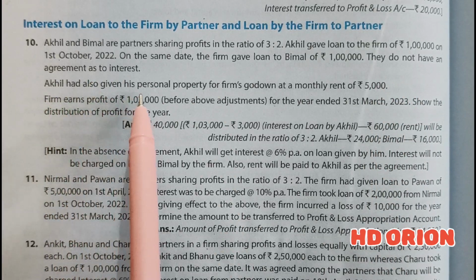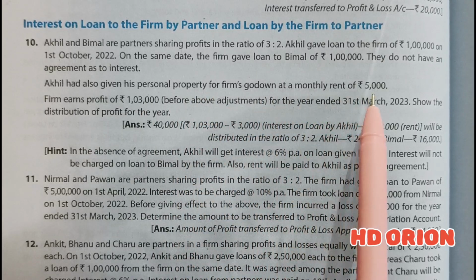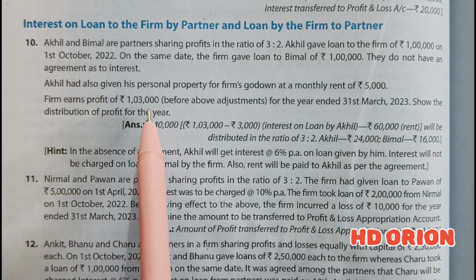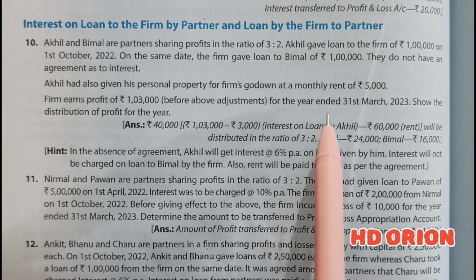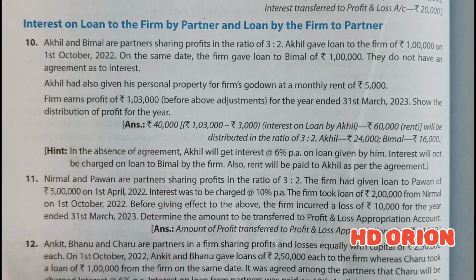Akhil had also given his personal property for the firm's godown at a monthly rent of rupees 5,000. The firm earns a profit of rupees 1,03,000 before the above adjustments for the year ended 31st March 2023. Show the distribution of profit for the year. So let us see the explanation of this in the solution.